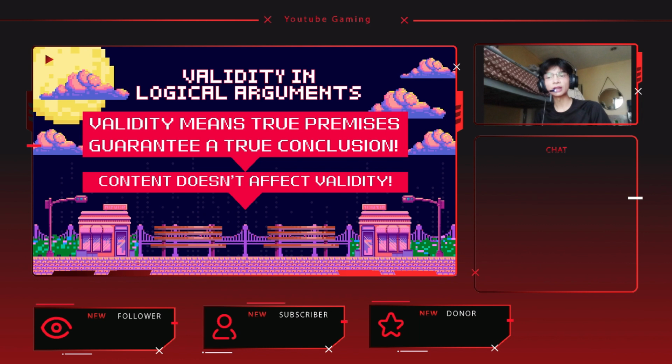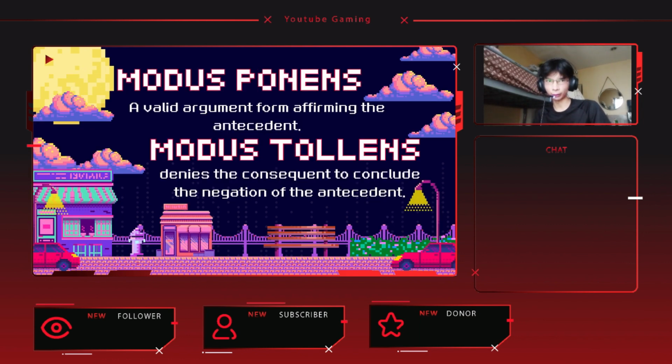Thus, content does not factor into validity assessment. And we have two key terminologies, modus ponens and modus tollens. Modus ponens is a fundamental rule of inference in propositional logic, often referred to as affirming the antecedent. It allows one to derive a conclusion from a conditional statement and the affirmation of its antecedent. And modus tollens, on the other hand, is a rule of inference that allows one to conclude the negation of the antecedent when the consequent of a conditional statement is denied.